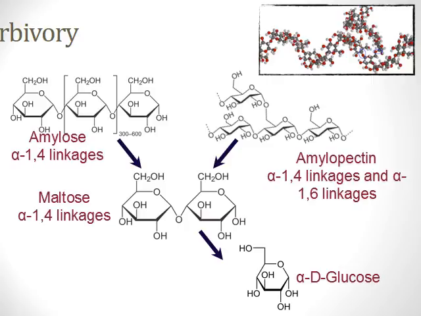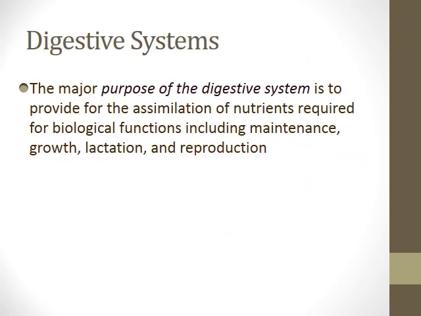And look at the top right. Here, these starches can form, but they form a helical structure. It's different than the planar structure of cellulose. So what's the major purpose of the digestive system? It's really to provide for the assimilation of nutrients required for biological functions, including maintenance, growth, lactation, and reproduction.